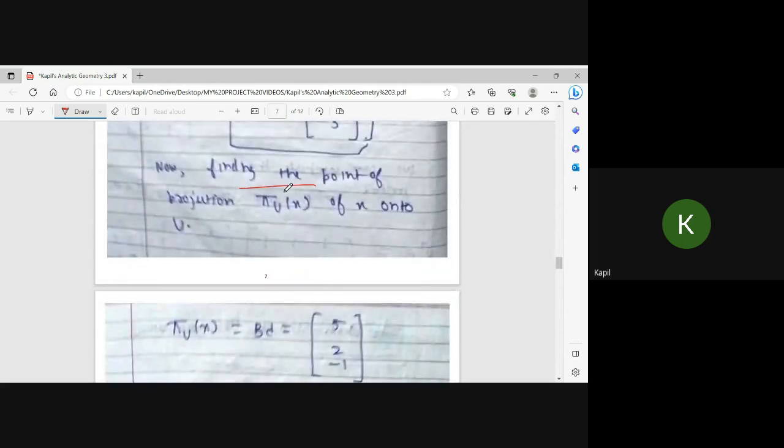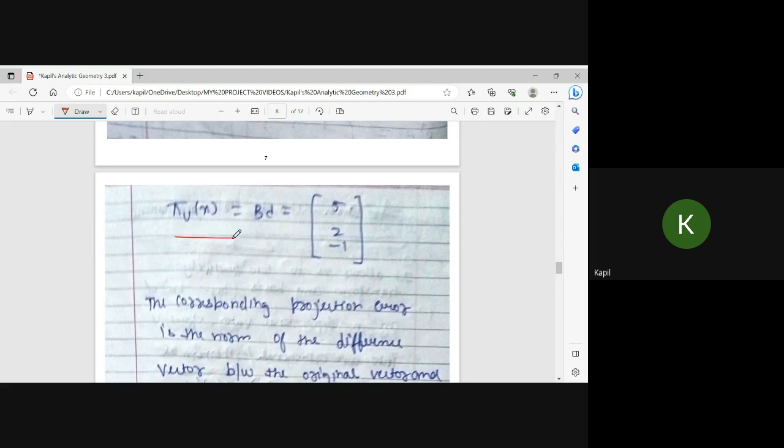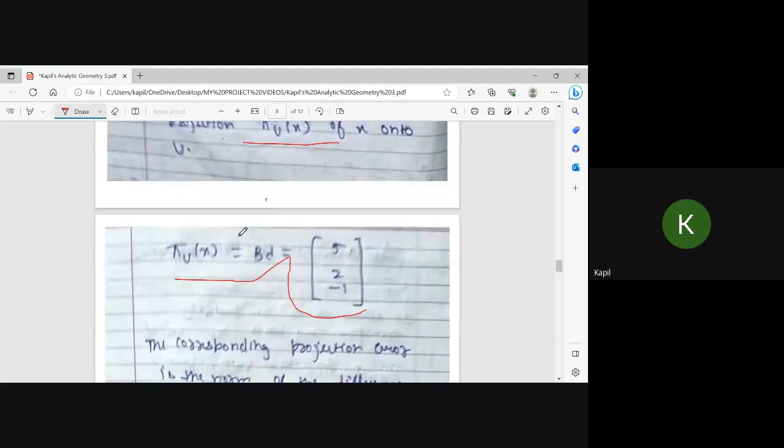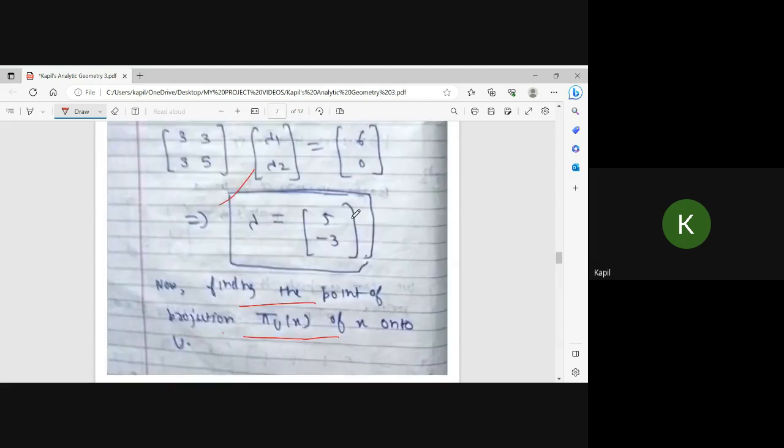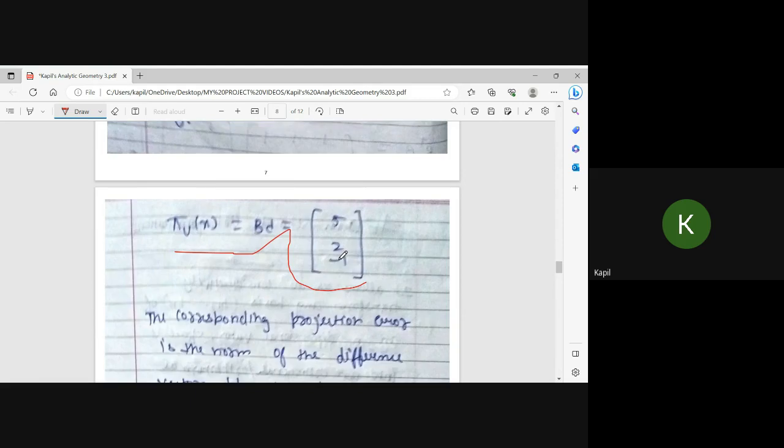So this is the first thing we have solved, the coordinate lambda. Now the next point is to find the projection of vector x on the subspace U. So Pi_U(x) is equal to B lambda, we also know that. And after multiplying these two things, the B matrix into the lambda matrix that we have got in this result, we will get the projection.